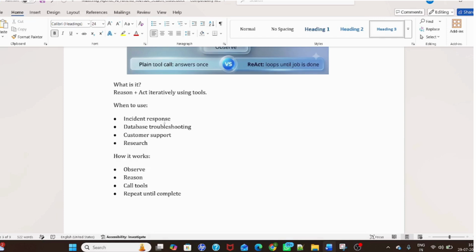Incident response: suppose I am raising an incident, and the support team is fixing it. It will be sent back, then again I will check, and again. So it will go on. Database troubleshooting, customer support, any research. Research cannot be done in a single step. You need to execute multiple times. Trial and error method. So observe, reason, call tools and repeat until complete.